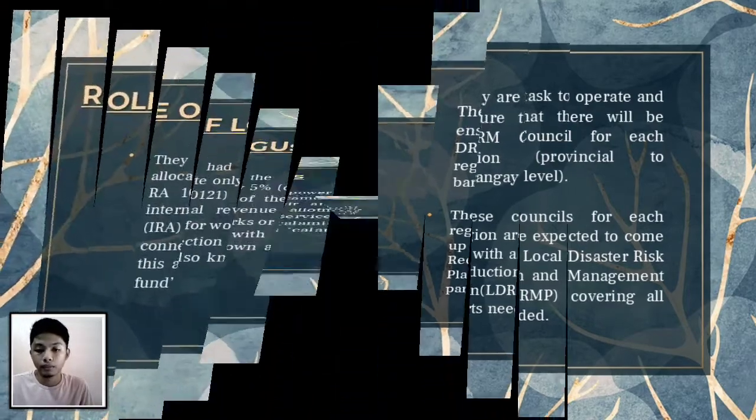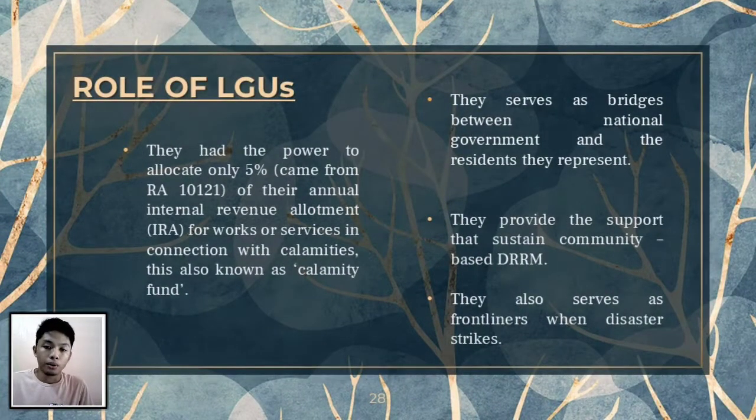parts needed. They have the power to allocate only 5% of their annual internal revenue allotment for works or services in connection with calamities. This is also known as the Calamity Fund. They serve as bridges between the national government and the residents they represent. They also provide the support that sustains community-based DRRM. They also serve as frontliners when disaster strikes.